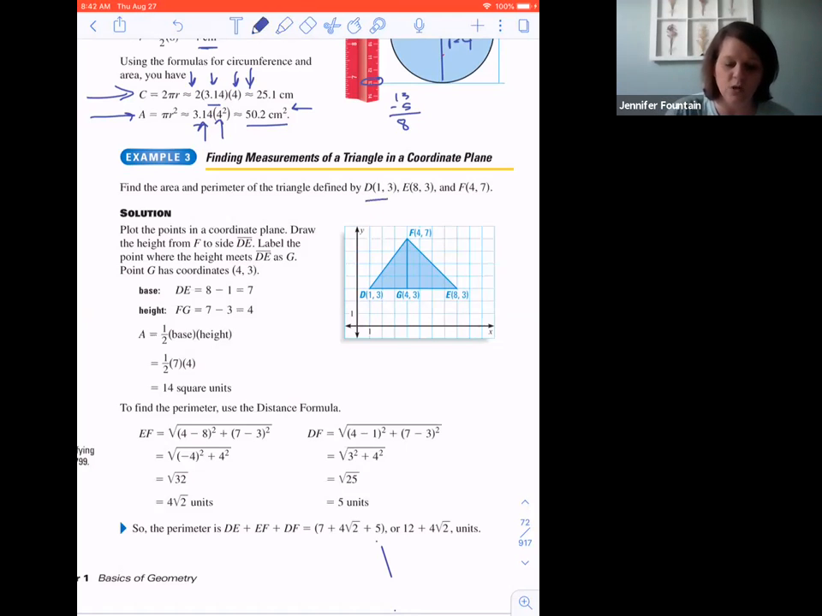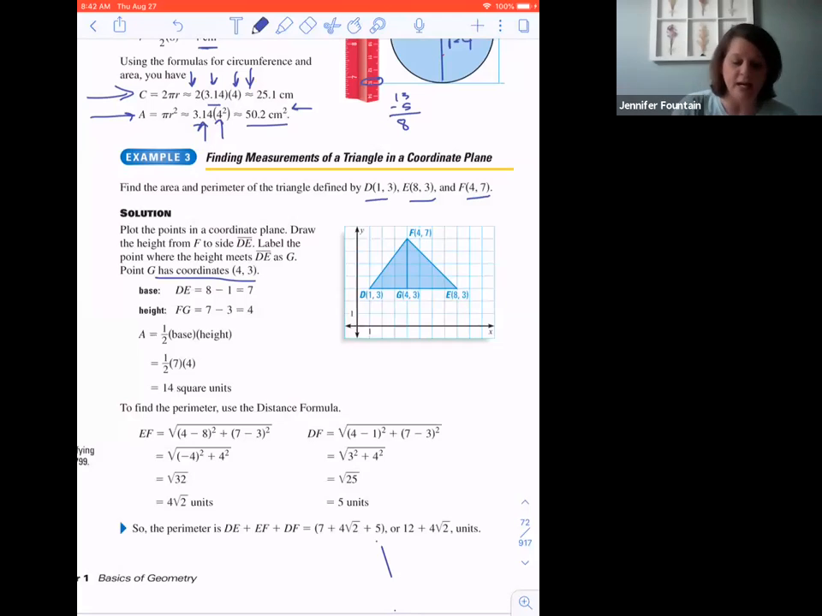Okay, so they told us that D is 1, 3, E is 8, 3, and F is 4, 7. So the first thing we would do is go ahead and plot those points. That's the given. And also in our problem, they've told us that point G has the coordinates of 4, 3. So if I plot all those points, D, E, F, and G, I can see where my points are. Then it says to draw the height from point F to side DE. I would connect my points and make my whole triangle, and you can see the line that's going from F to G up the middle.